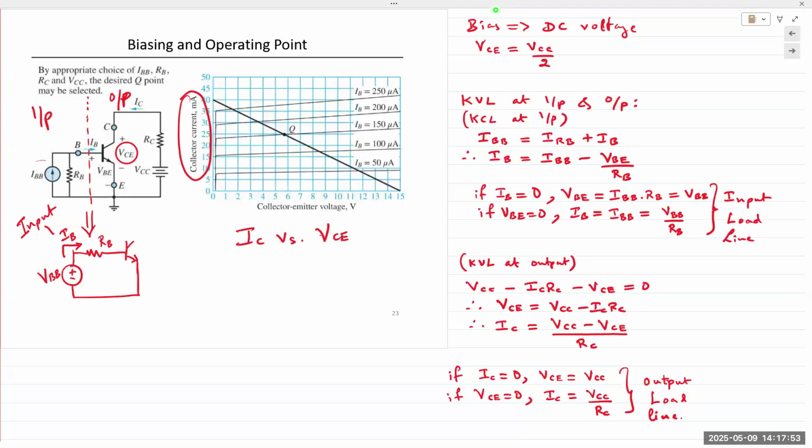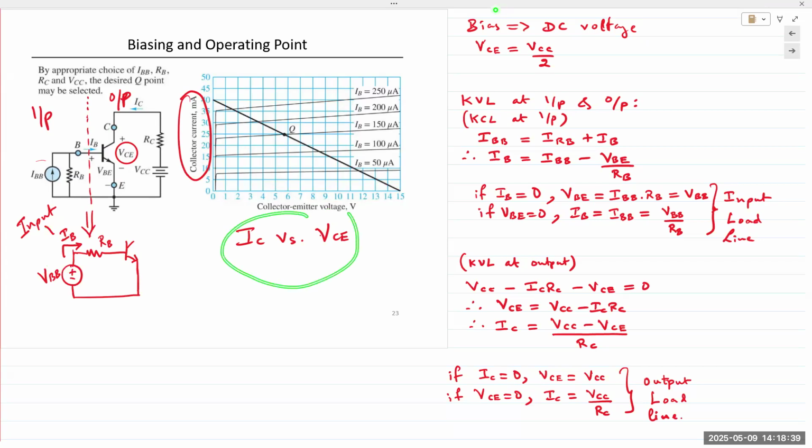Now, if our application is to use the BJT as an amplifier, then we wish to bias it in the active region, right? In the active region, not in saturation or cutoff. Active region is right here. So if you wish to bias it correctly to function as an amplifier, we would select our Q point or operating point to be somewhere in the middle of the active region. The middle of the active region can be obtained from our value of VCC. VCE is our output, and IB is our input.